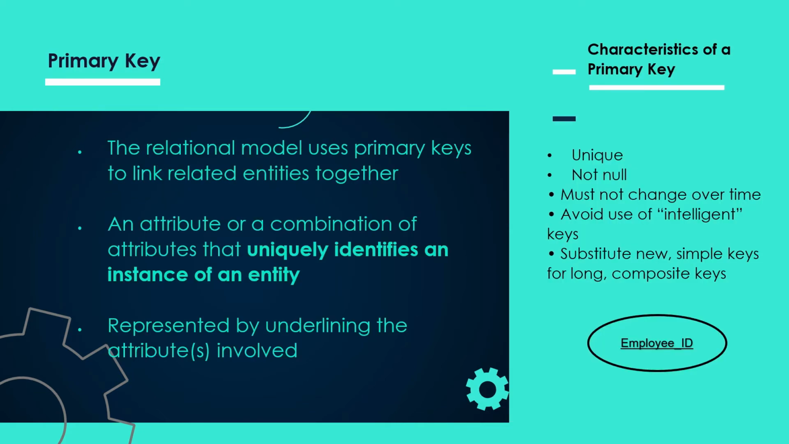What is a primary key in a database? A primary key is an attribute or a combination of attributes that uniquely identifies an entity or a table. It is represented by underlining the attributes involved. For example, employee ID is the primary key in a table employee or in an entity employee. Characteristics of a primary key are that it should be unique and it should be not null.